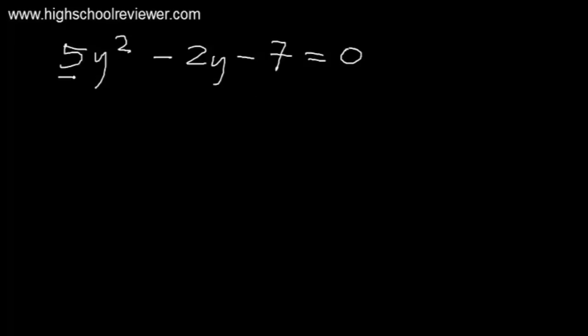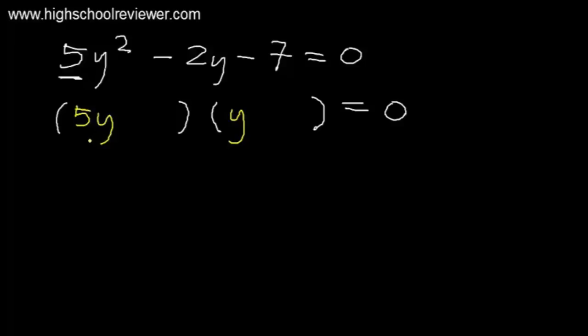Now, there is a numerical coefficient on our first term, so we are going to start our factoring on our first term. So there will be two sets, and this will be equal to 0. The factors of 5y squared will be 5y multiplied by y.